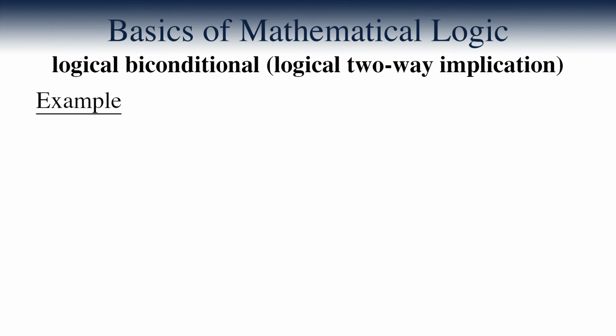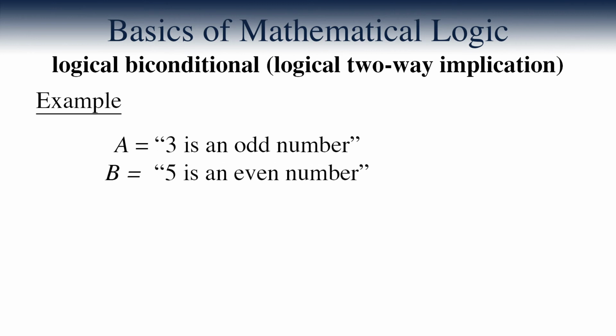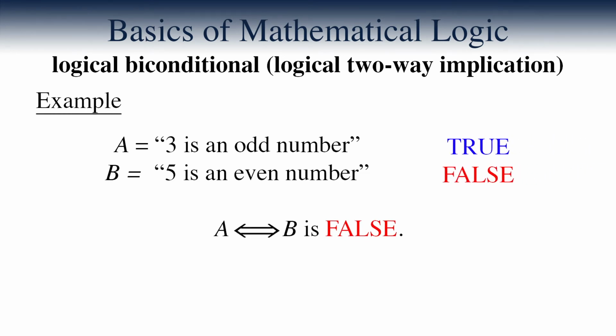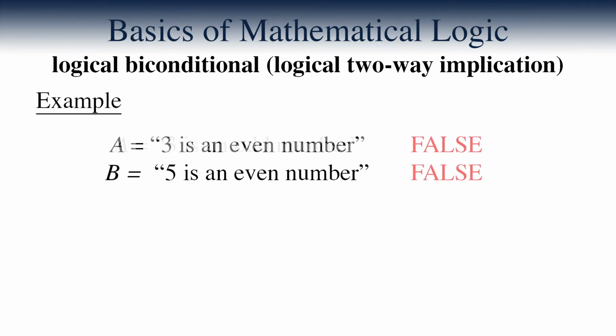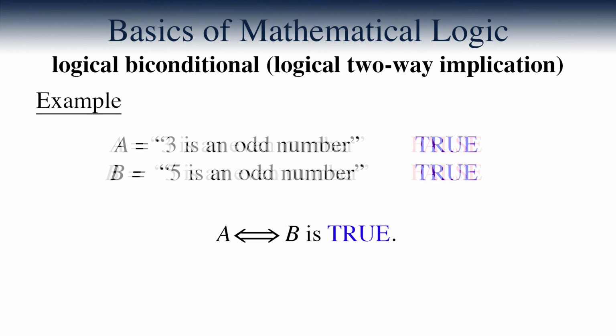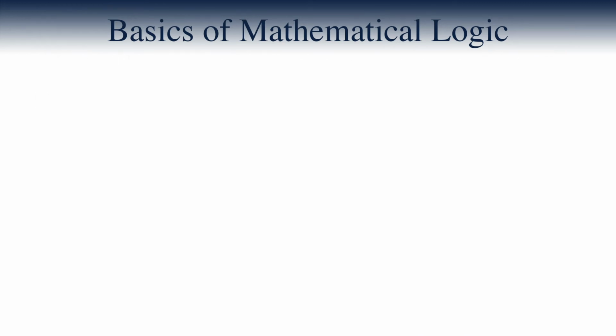For example, if proposition A is, 3 is an odd number, and proposition B is, 5 is an even number, then, the statement, A if and only if B, is a false statement since A is a true proposition, but B is a false proposition. However, if we change proposition A to, 3 is an even number, then, the statement, A if and only if B, is a true statement since both A and B are false propositions. Likewise, A if and only if B, is true if both A and B are true propositions. Very good. So far, we learned some of the most important and common logical connectives.